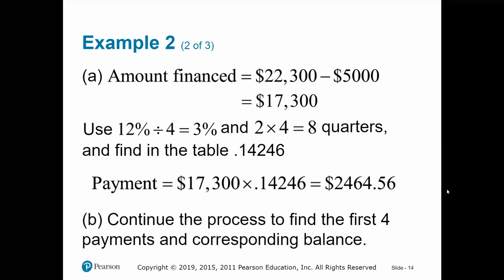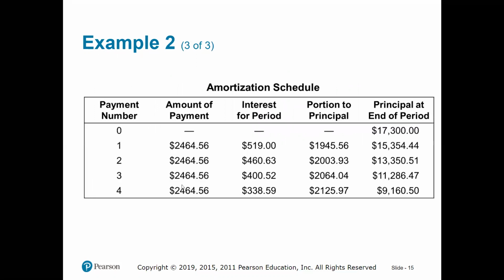All right. Continue the process to find the first 4 payments and corresponding balance. Okay, so obviously payment number 0 is going to be 0 for the amount, 0 for interest, 0 portion to the payment. So she's at the $17,300. For the first payment, this is the amount that we figured out. This is the amount for interest. This is the portion that's going to go for the principal. And then here it brings it down.